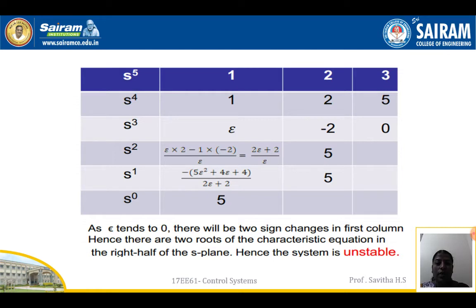So s to the power of 1 is (minus 5 epsilon square plus 4 epsilon plus 4) divided by (2 epsilon plus 2), and 5. S naught is 5. As epsilon tends to 0, there will be two sign changes in the first column. Hence there are two roots of the characteristic equation in the right half of the S-plane, so the system is unstable.